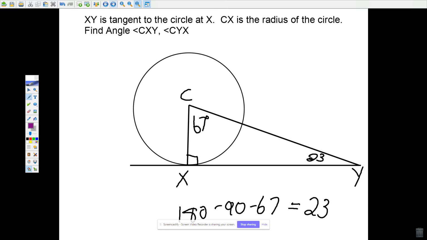Once again, if there is a tangent line, which we have here, this line comes from the center down here. So it touches at the point of tangency, and it forms a 90-degree angle. Then if we know two angles in the triangle, we can find the third. So we go 180 minus 90 minus 67, and that leaves us with 23. Next question.